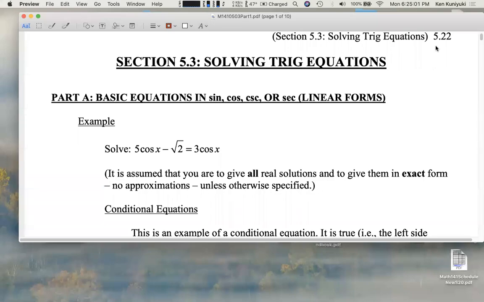Hi everyone, let's start section 5.3 on solving trig equations. We did a bit of this back in 4.7. Let's do more of this more systematically. First of all, we're going to look at basic equations in sine, cosine, cosecant, or secant.